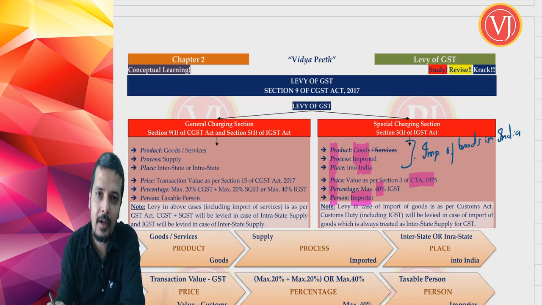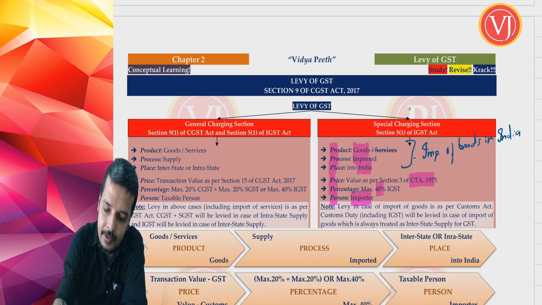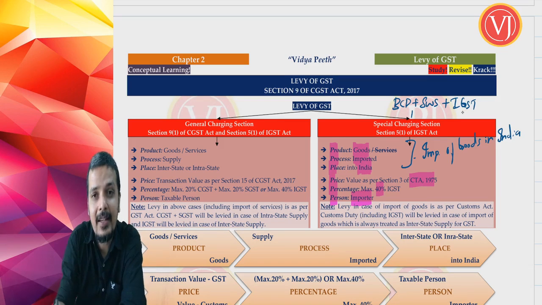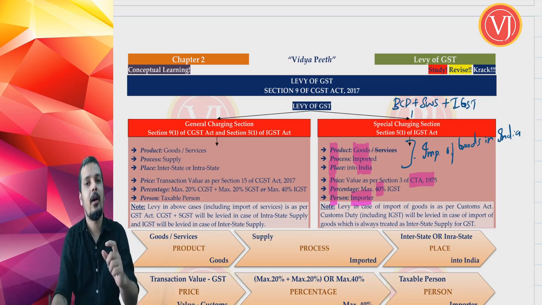Whenever you talk about import of goods in India, you talk about customs duty: BCD plus SWS plus IGST. So import of goods in India: product is only goods, process is import, place is into India.